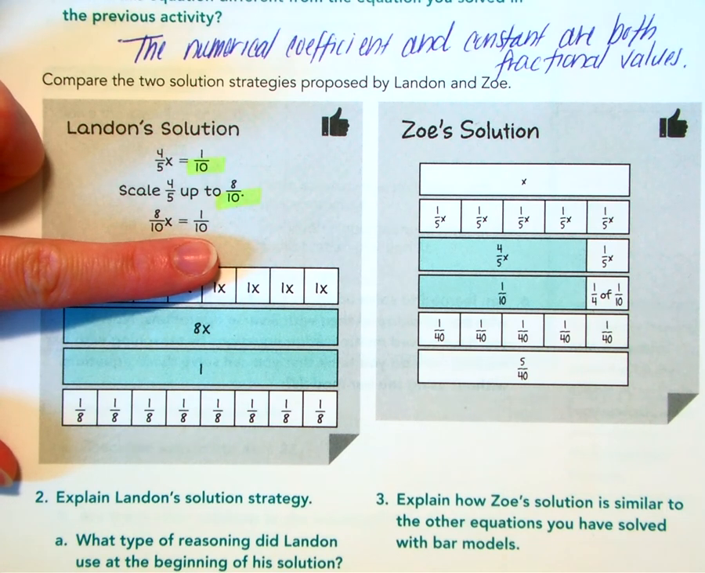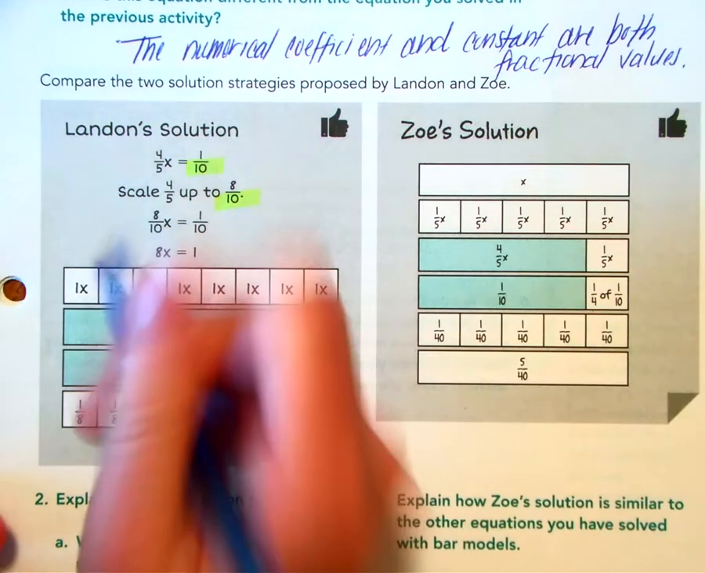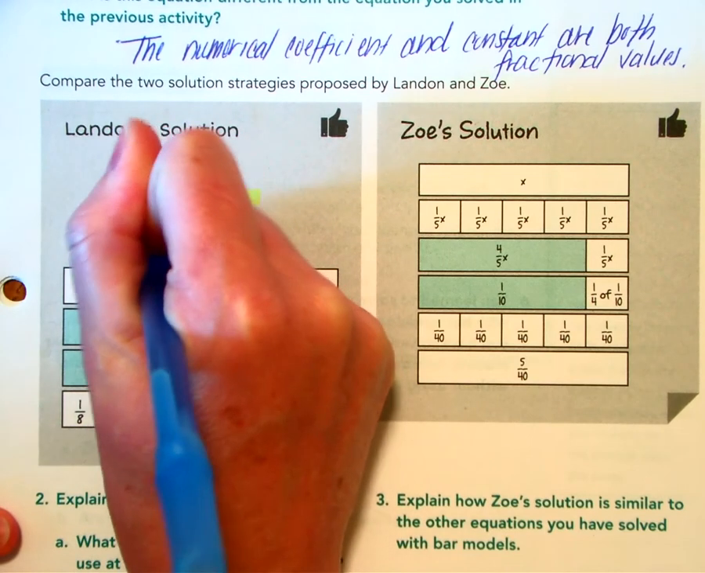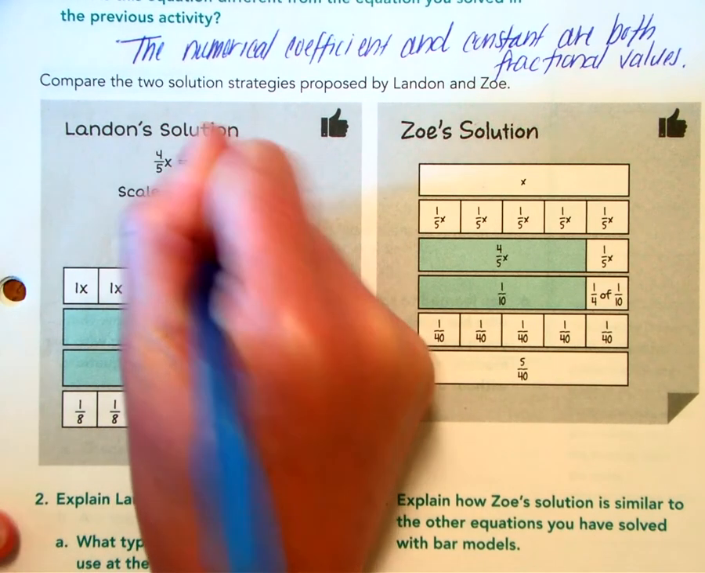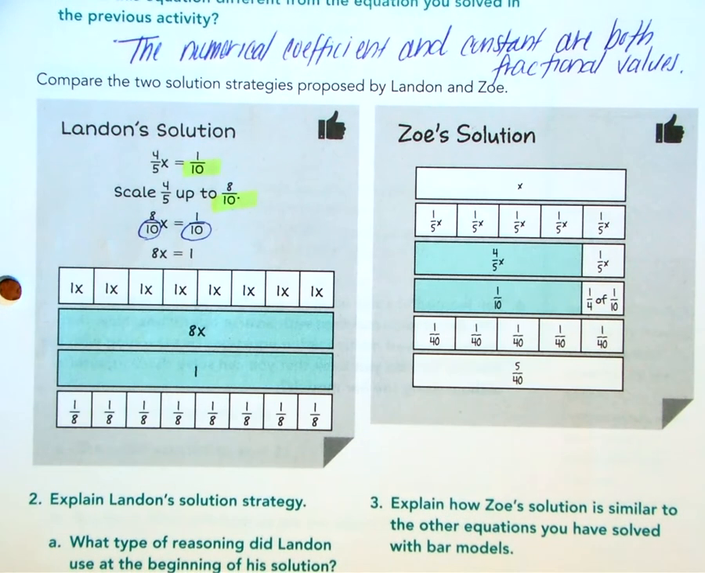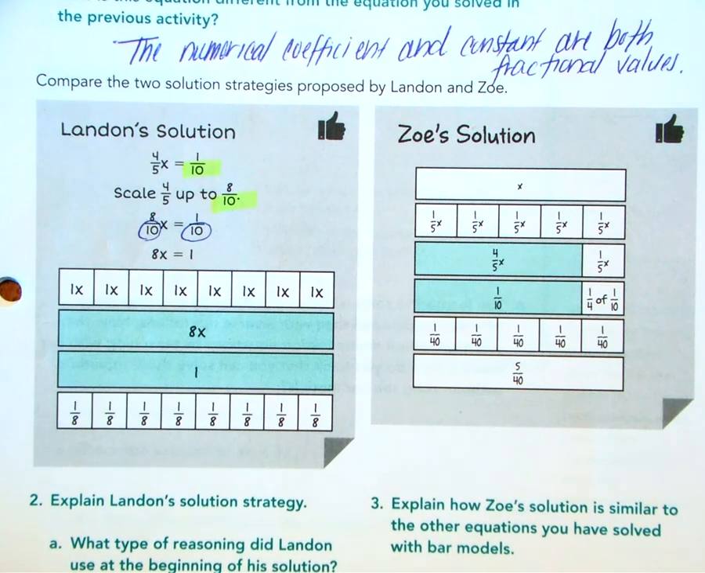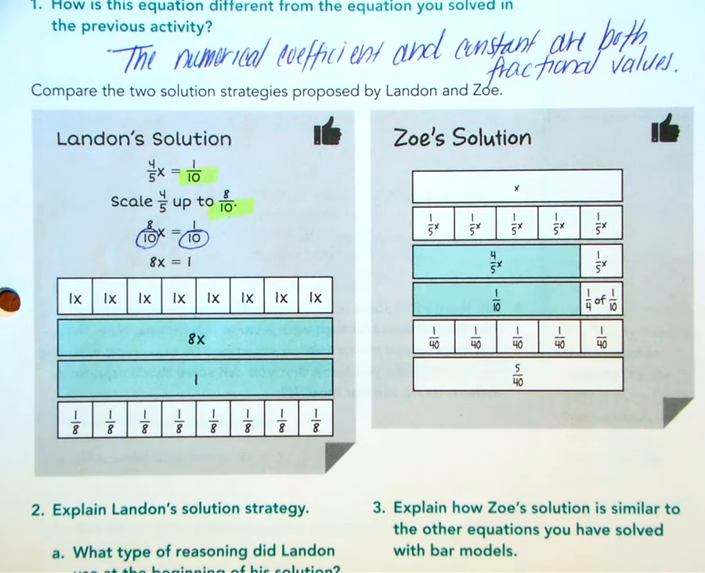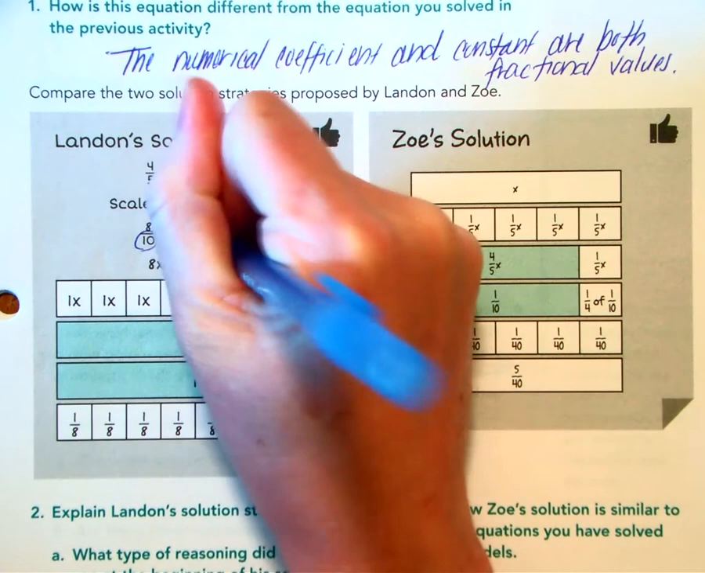I see both sides are divided by 10. Well, if they're both being divided by 10, that's like the division property of equality. I wonder if I could make that 10 disappear. I wonder if that would be useful for me. And I think I can make it disappear. If both sides are being divided by 10, I could do the exact opposite. I could multiply both sides by 10.